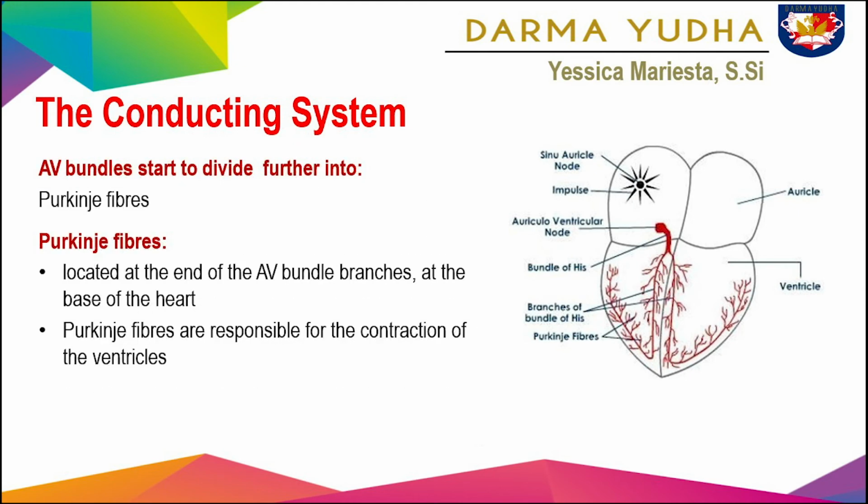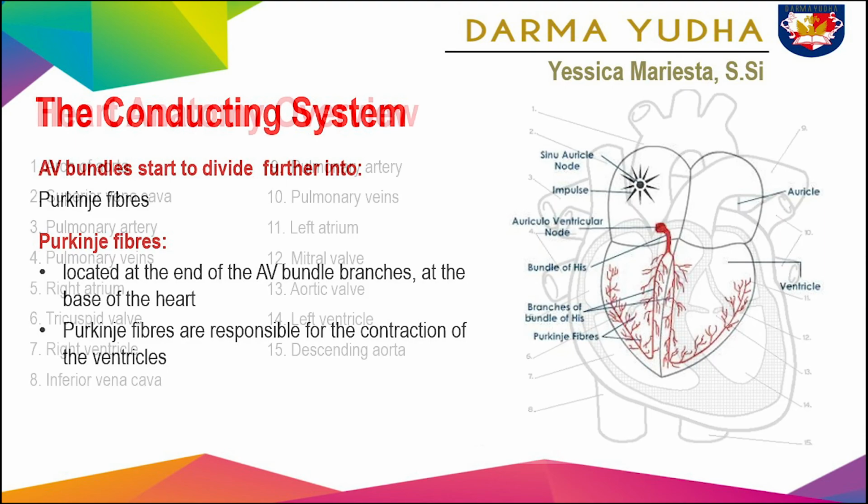The AV bundles start to divide further into the Purkinje fibers. The Purkinje fibers are located at the end of the AV bundle branches at the base of the heart. The Purkinje fibers are responsible for the contractions of the ventricles.